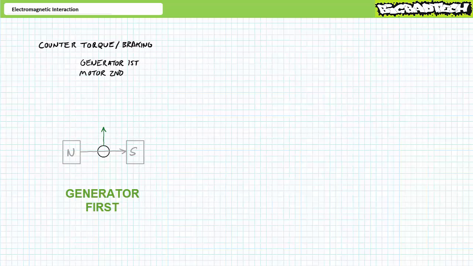Generator first. Consider a conductor moving upwards through a magnetic field oriented north to south, left to right. An application of Fleming's right-hand generator rule demonstrates that conventional current travels into the screen. This is generator action. Now keep your right hand on the screen.